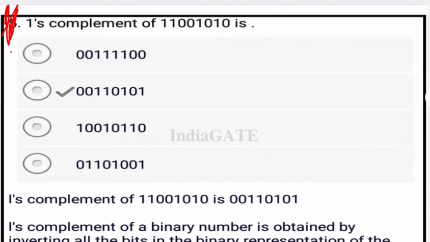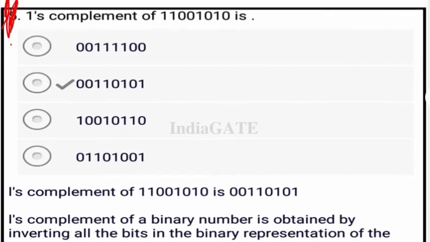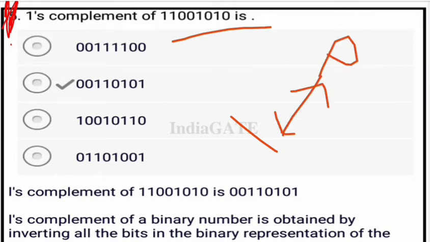Okay, now come to the next question. Here the first complement of 1100 1010. So we know that in the first complement we just convert the 1s into 0s and 0s into 1s. Okay, so option B is your correct answer, that is defined here. Okay, now come to the next question.